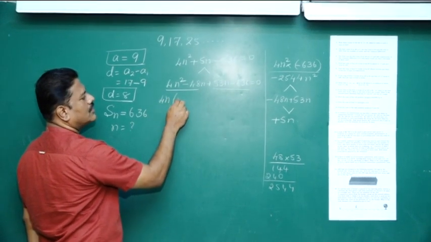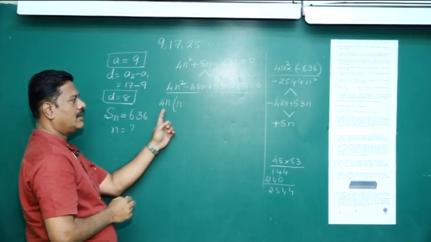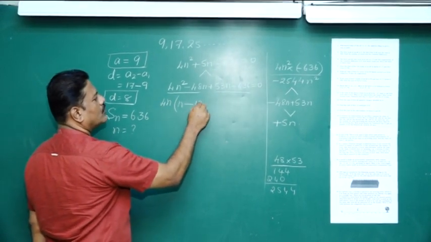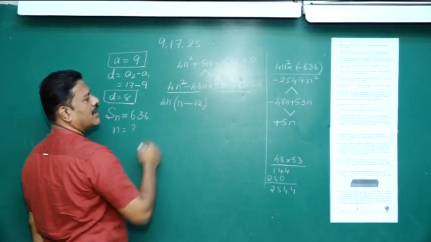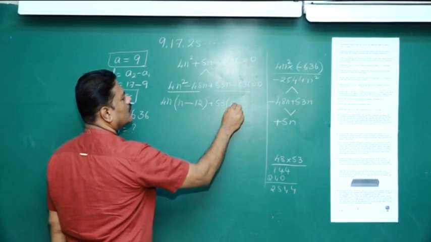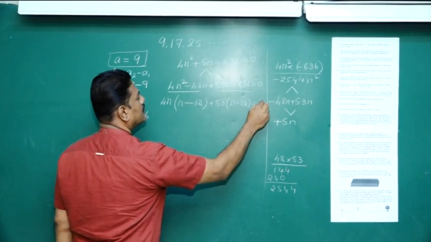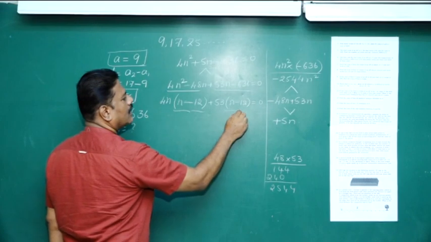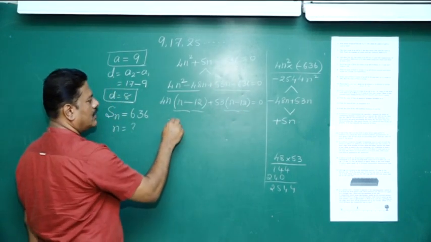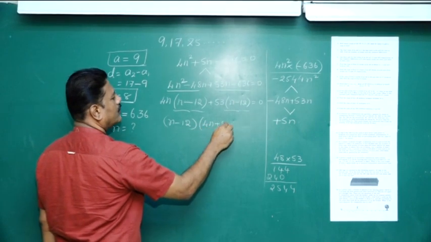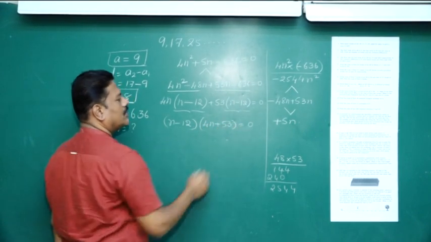Out of 4n square, if you take out 4n as a common factor, n remains there, minus 4 1s are 4, 4 12s are 48, so n minus 12 remains there. Similarly, when you take out 53 here, you will get n minus 12 here is equal to 0. So once again, n minus 12 is common here, you can take out n minus 12 into 4n plus 53 is equal to 0.